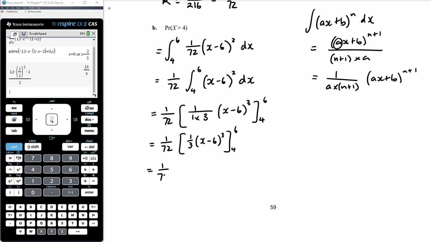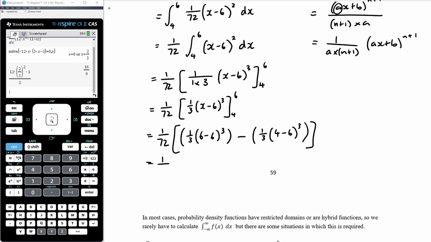Alright, so we've got 1 on 72. We're going to have 1/3 times (6 minus 6) cubed, take away 1/3 times (4 minus 6) cubed. Alright, so 1 on 72. This is just going to be 0. Minus, here we're going to have 1/3 times negative 2 cubed. Negative 2 cubed is going to be negative 8.